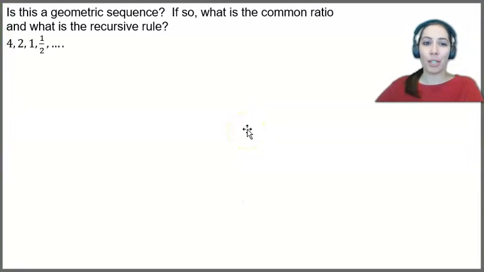Is this a geometric sequence? If so, what is the common ratio and what is the recursive rule? We have a sequence 4, 2, 1, 1/2, and it continues on. How can I tell if this is a geometric sequence? And what is a common ratio and what is the recursive rule?